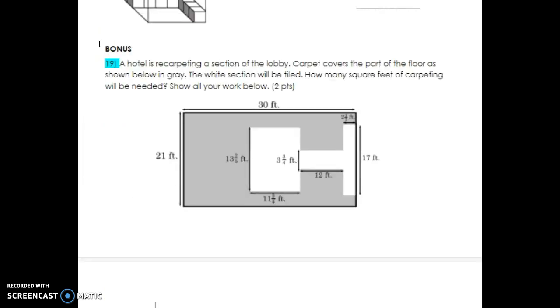Number 19 is a bonus question. Just do your best. A hotel is recarpeting a section of the lobby. Carpet covers the part of the floor as shown below in gray. So the gray section is carpet. The white section will be tiled. How many square feet of carpeting will be needed? Show all your work below. So you're looking at the gray section, which is where the carpet is going. How many square feet of carpeting will be needed?